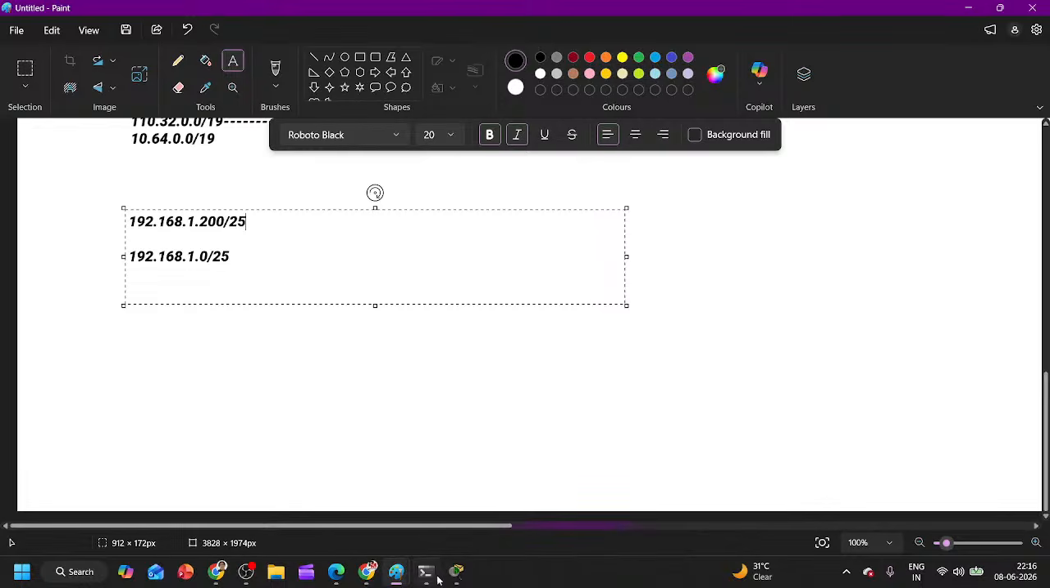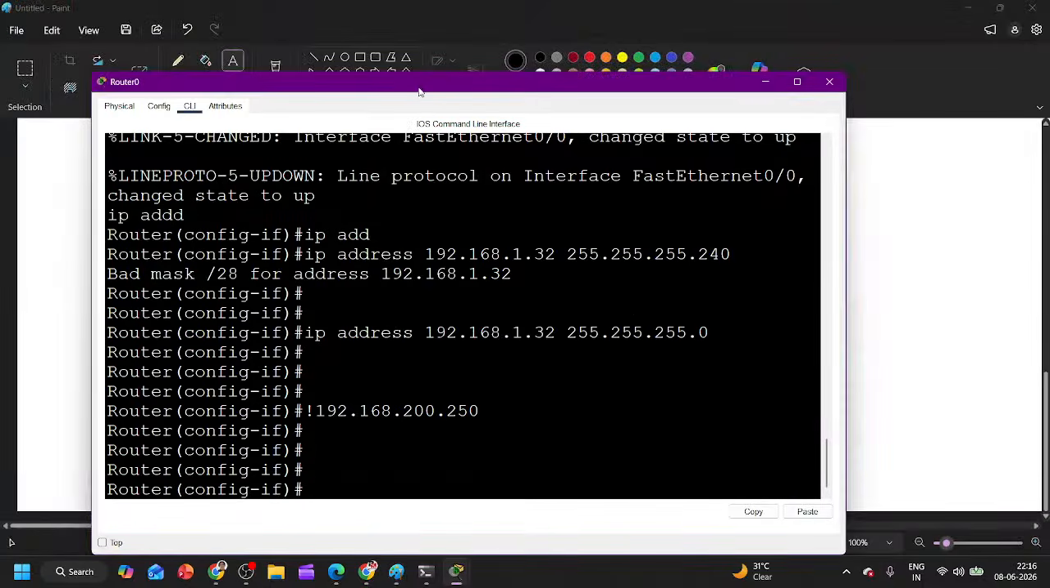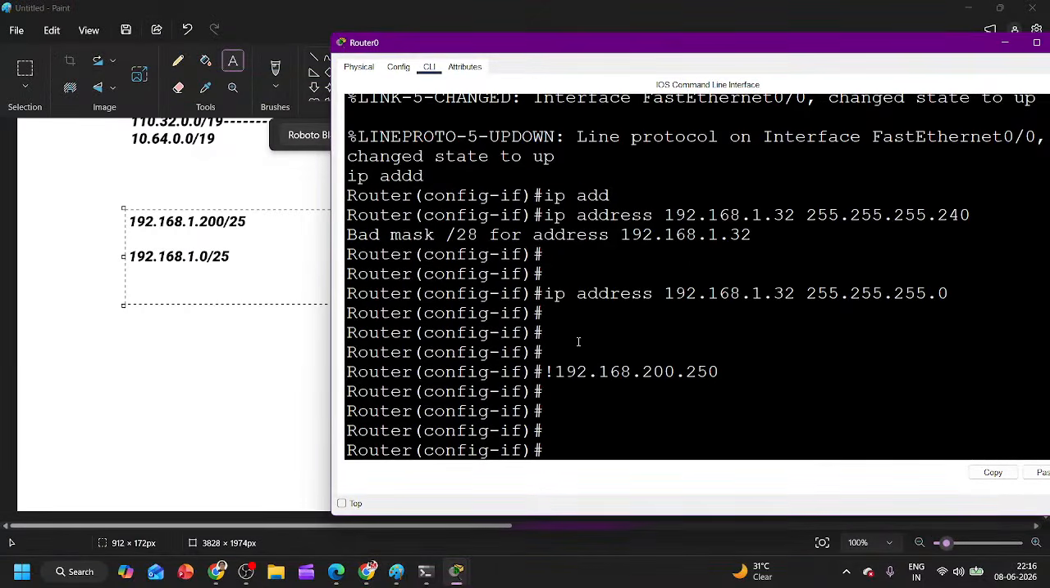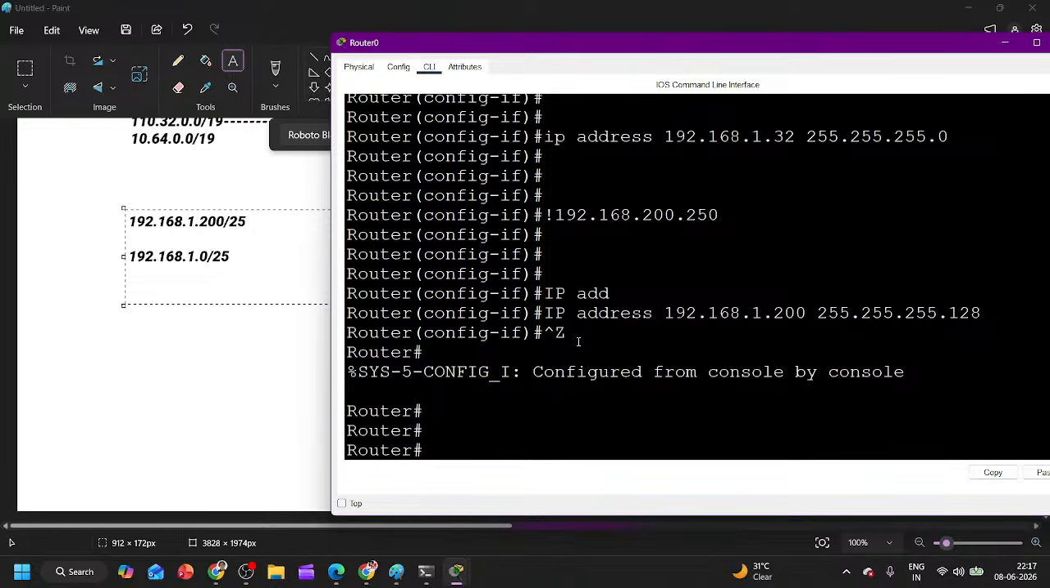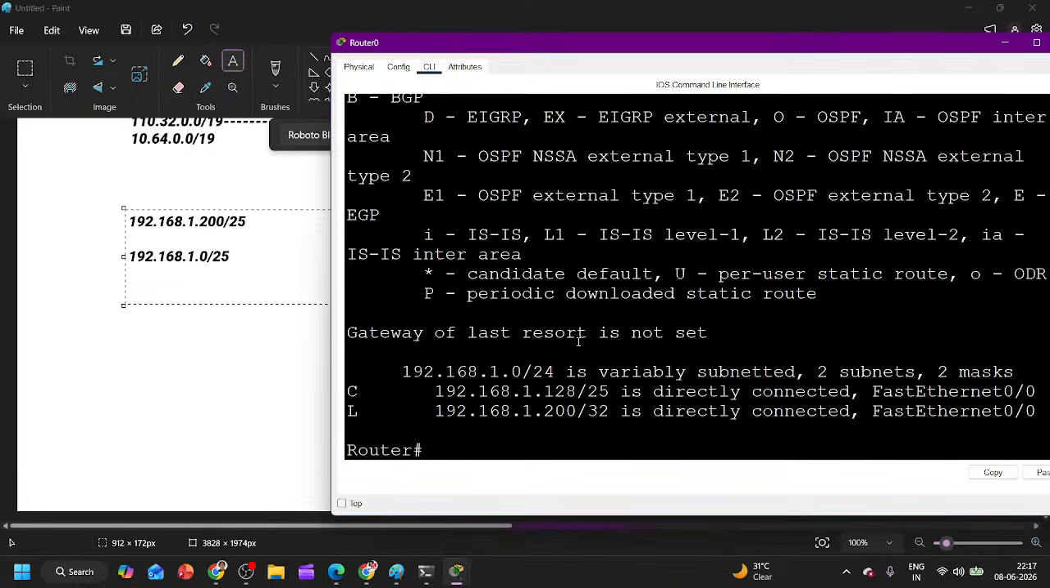You can even test it again in your Packet Tracer. If you configure this IP address, let's say 192.168.1.200 with 255.255.255.128, then you can check what the network ID is, because the router is going to calculate the network ID to build a routing table. So you can verify the routing table with show ip route, and in the routing table you can see the network ID.